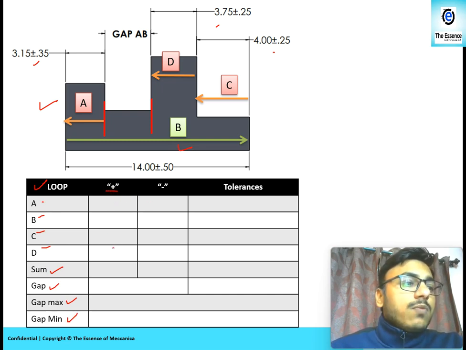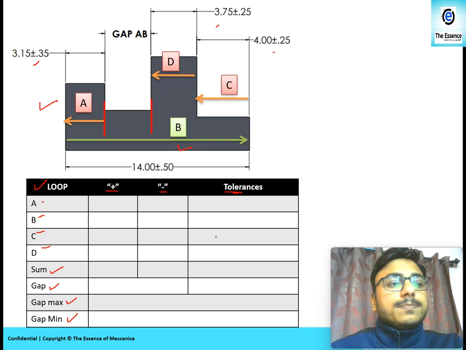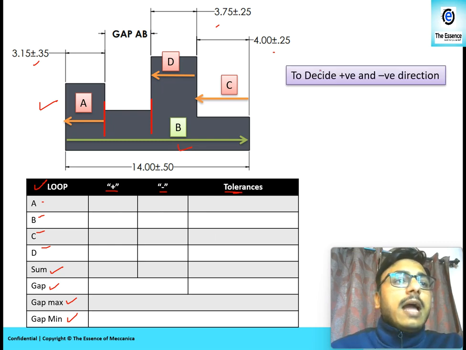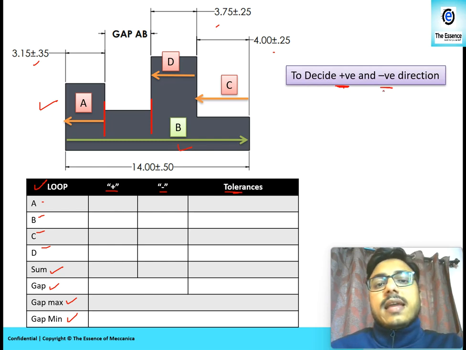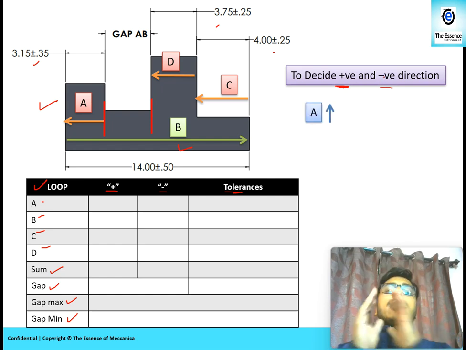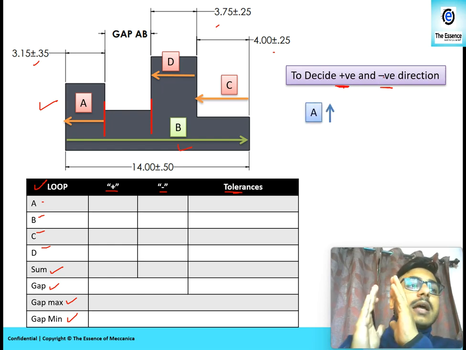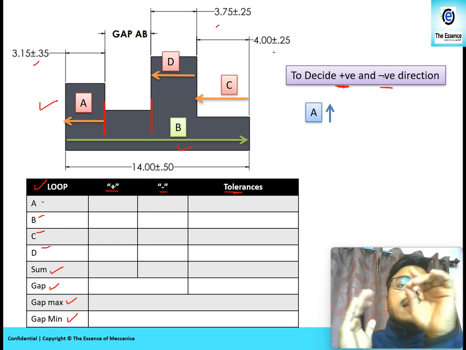Positive will be listed in one column, negatives will be listed in another column, and all tolerances will be listed all together, right? So here we have to decide which direction is positive and which direction is negative. There is a trick, a rule of thumb, for deciding it. Consider that I am keeping all the dimensions B, C, D constant and increasing A.